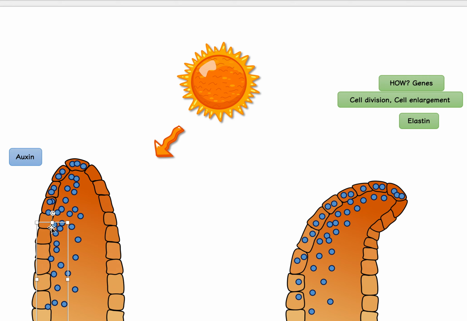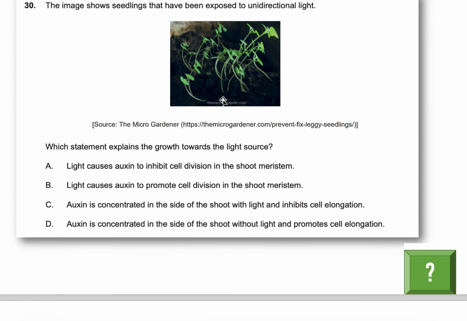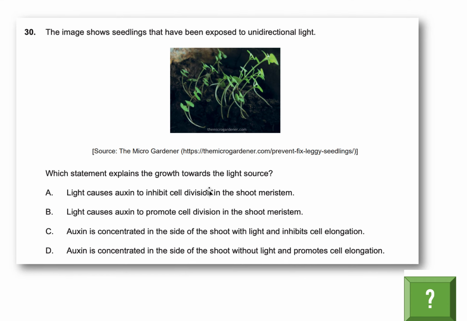Now, that means only this side of the plant will grow, okay? So what happens is this side will not, and this side will. Notice the cells got bigger. This will cause the plant to bend, okay? To bend towards the sunlight, okay? So that's essentially how it works. Okay, so let's see which statement here is true. So, light causes auxin to inhibit cell division in the shoot meristem. Again, a meristem is a place where growth happens, okay?